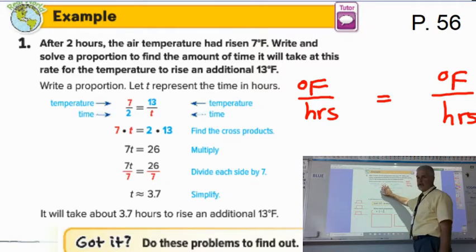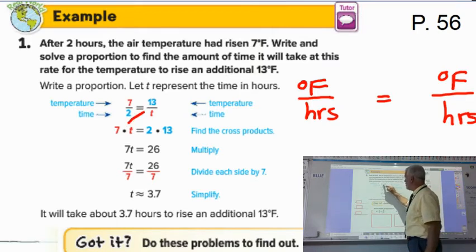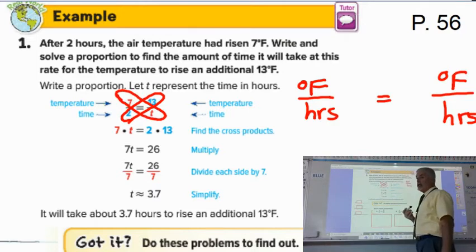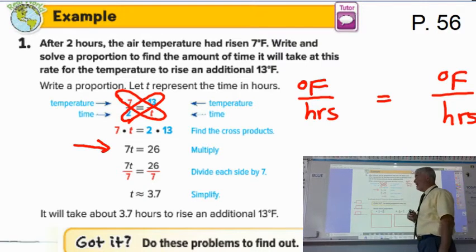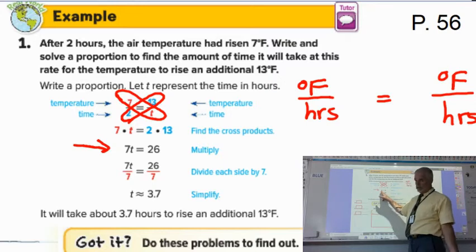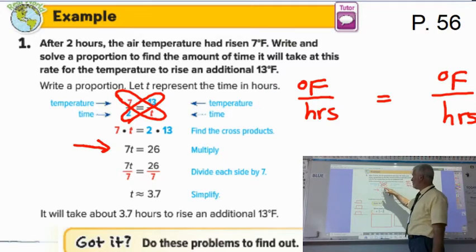Sometimes these numbers are so easy you can just tell what the answer is. This one is not that case, because we don't have good easy fractions here. So to solve this problem, we are going to use cross products. We're going to use this understanding that the multiplication across in a proportion, this 2 times 13 and this 7 times t, are equal. That's what this says right here. So this is the next step you should be writing, that the cross products are equal. 7t, and I write that with no multiplication sign in the middle, equals 2 times 13, which is 26.